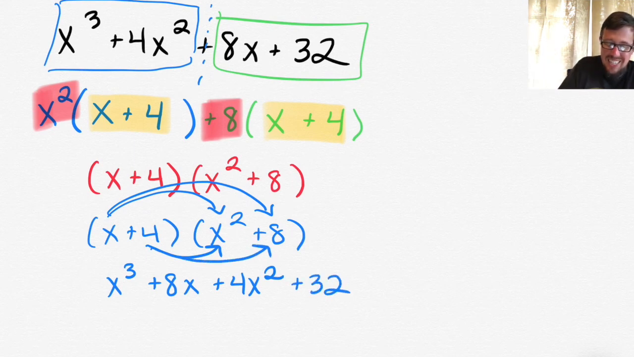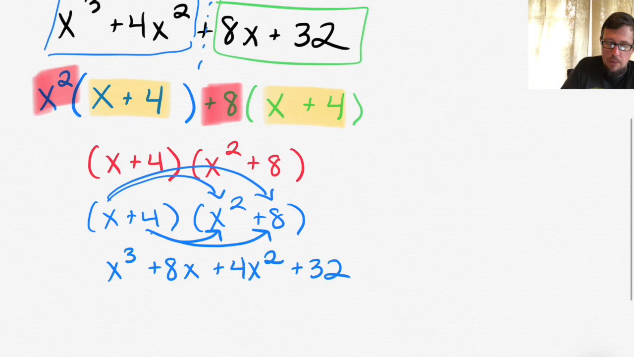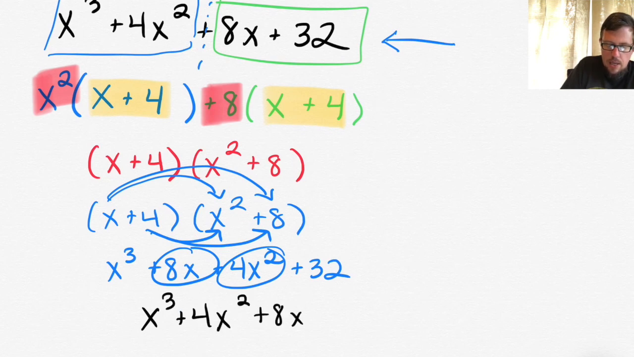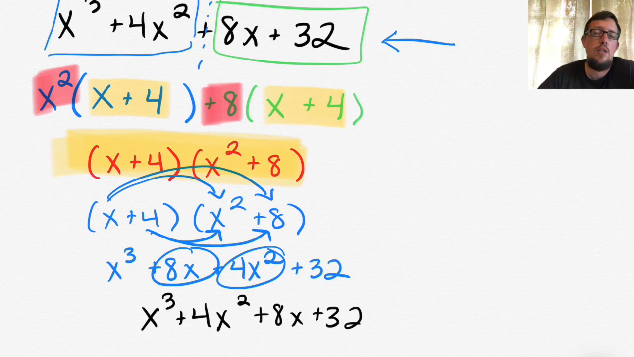It doesn't look exactly like my original problem, which is here, but it's only because the 4x and the 8x are in a different order. So if I switch the 4x and the 8x, I end up with x cubed plus 4x squared plus 8x plus 32, which tells me, in fact, that the factoring that I did right here was the correct answer, because whenever I do the distributive property, I get the original problem back.